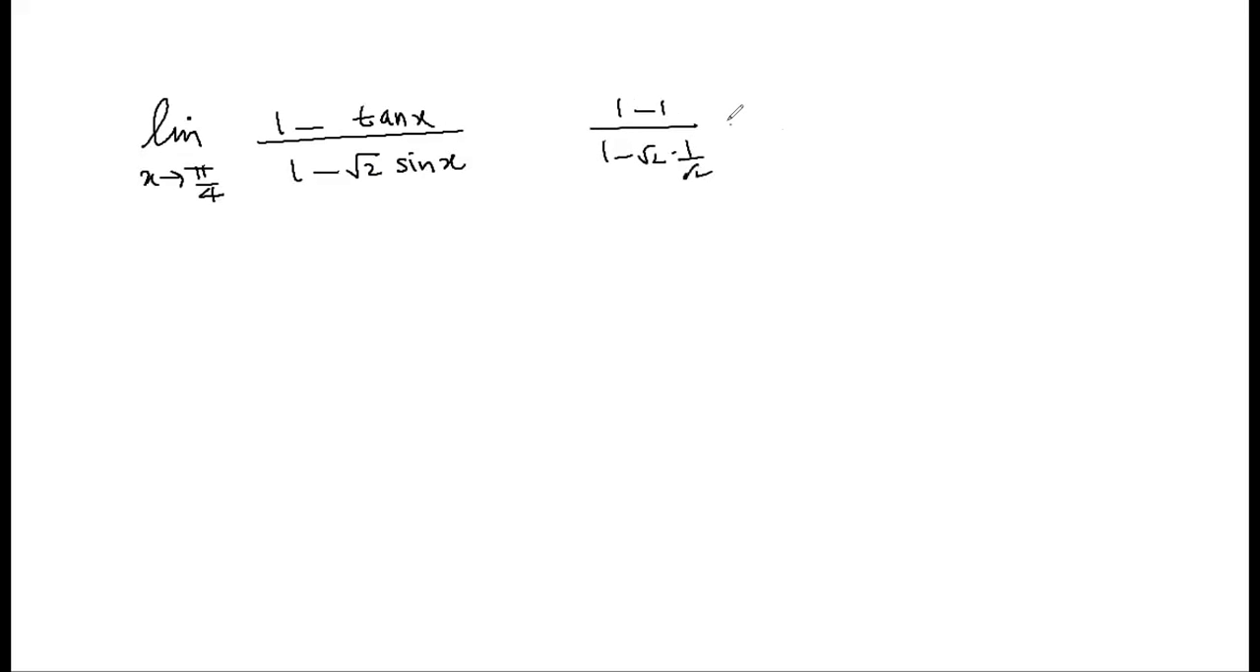Limit x tending to pi by 4, 1 minus tan x upon 1 minus root 2 sin x. इसमें स्क्वायर है ही नहीं, and we do not know what is the common factor. लेकिन डायरेक्ट सब्स्टिट्यूशन करेगा तो 1 minus 1 हो जाएगा, 1 minus root 2 into 1 by root 2 हो जाएगा, so 0 by 0 हो जाएगा ये.